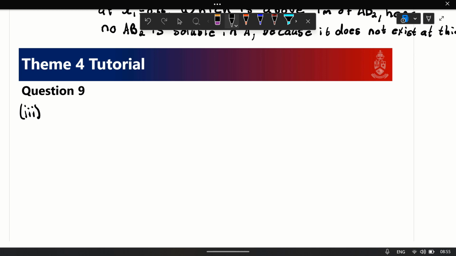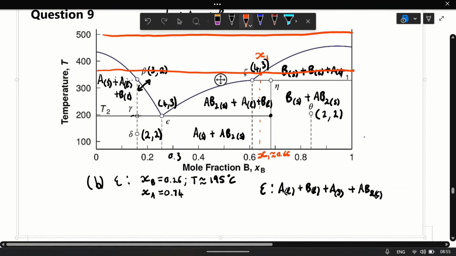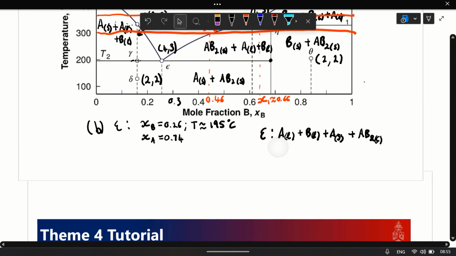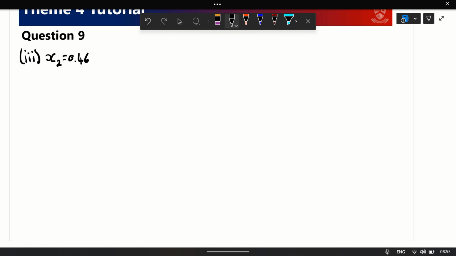Okay, the next question is an interesting one in the sense that it asks now, what is the solubility of AB2 in B at 300 degrees Celsius? So let's draw another line, 300 degrees Celsius. It cuts our phase diagram about there. So let's call this X2 at 0.46. So X2 equals 0.46 is what we have.